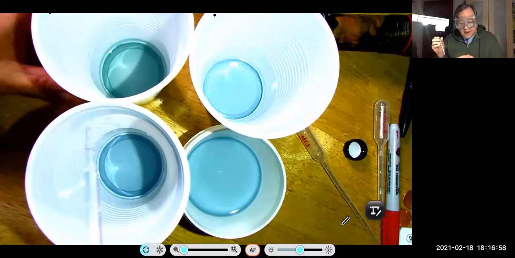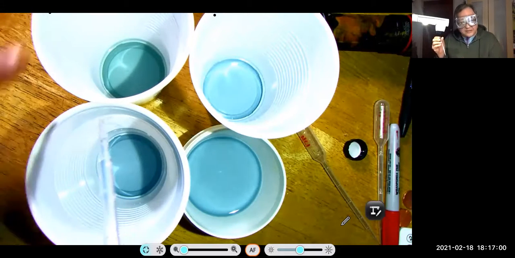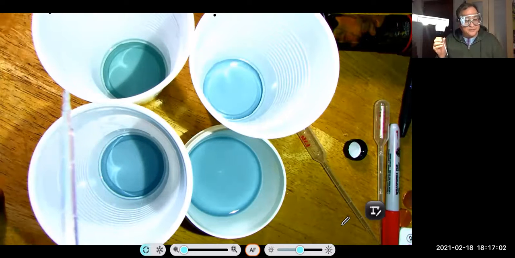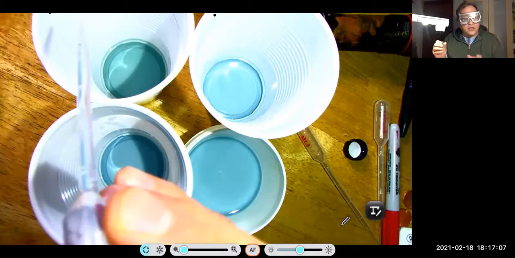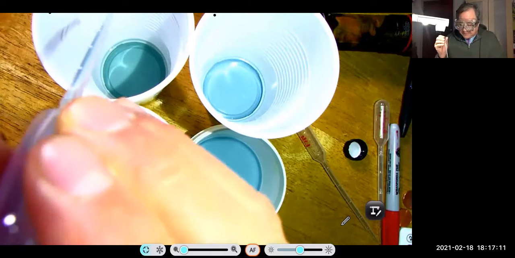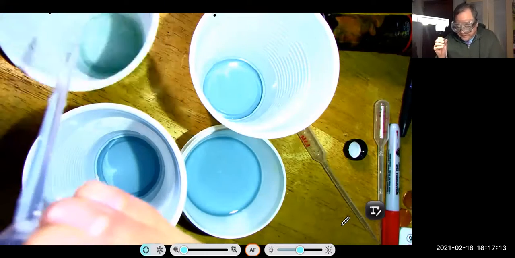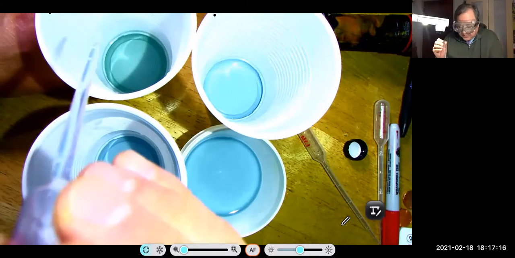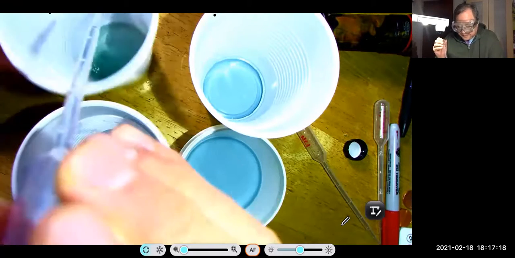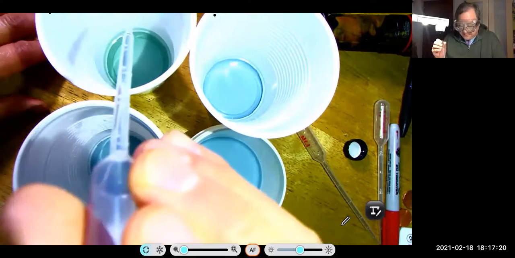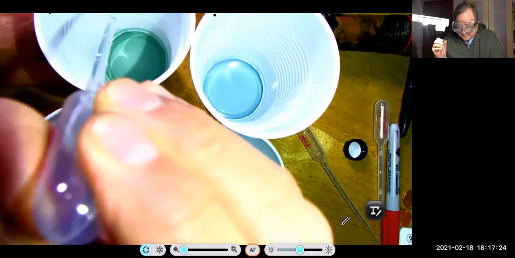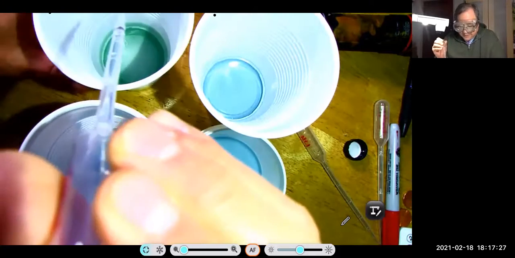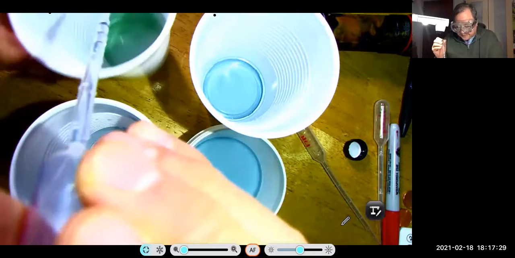So do you see how if I have this next to this, I can see that the color is beginning to change? One of these is a control, so we know what it used to look like. And so there's a color change. I'm going to add another drop. And it looks like it's changing a little bit more. And a little bit more. And a little bit more. A little more. And we want to add 6 drops.